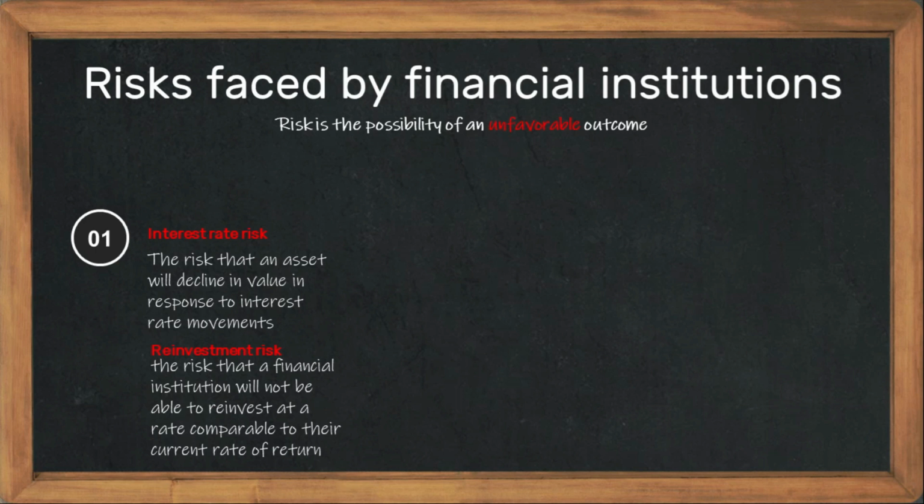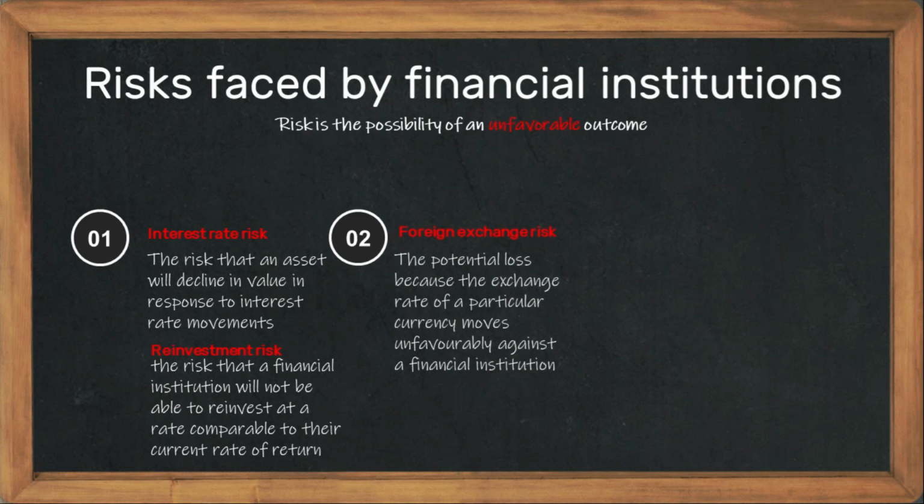Sad, right? Next, we have what we call foreign exchange risk. This refers to the potential loss because the exchange rate of a particular currency moves unfavorably against a financial institution. Take, for example, if a financial institution invested in US dollars, predicting that the exchange rate will increase. If the foreign exchange rate decreases instead, then the financial institution has suffered a loss.